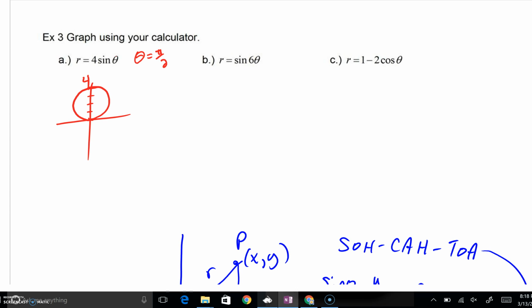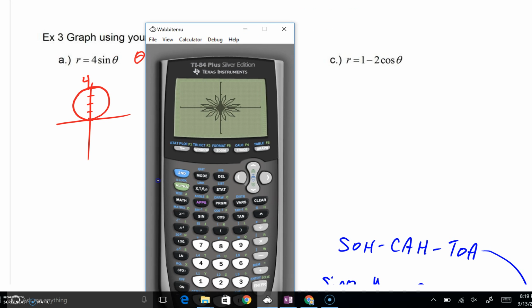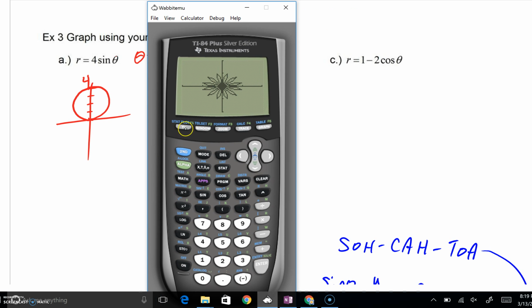Picking back up with our polar curves, we just graphed this r equals sine of 6 theta a moment ago, and we saw that it's actually a 12-petaled rose. Each quadrant has 3 petals in it, so you can get some very, very interesting looking curves here. If we look at this very last one, you could see we'd have 1 minus 2 cosine of theta.